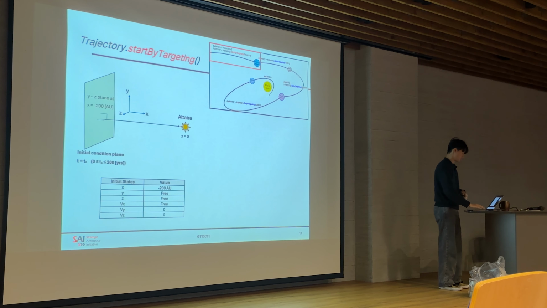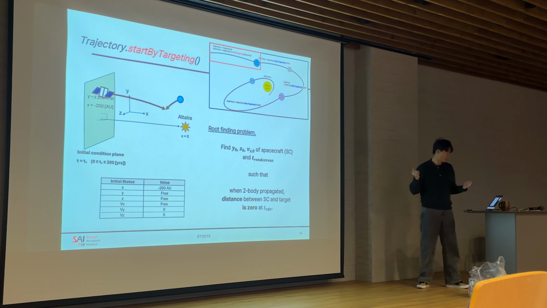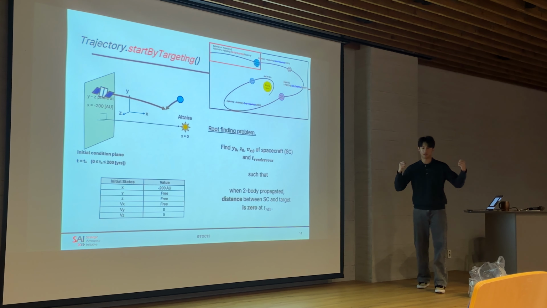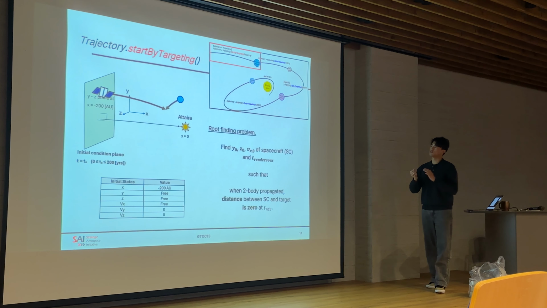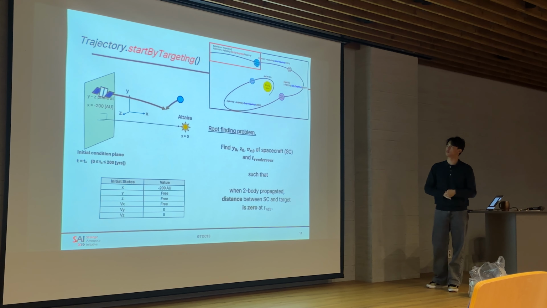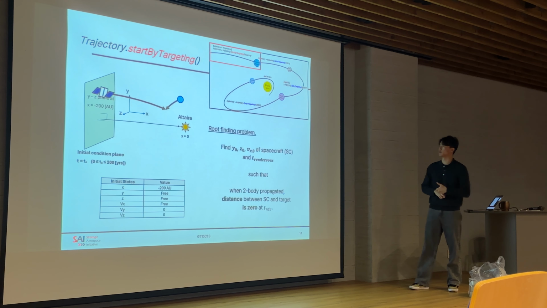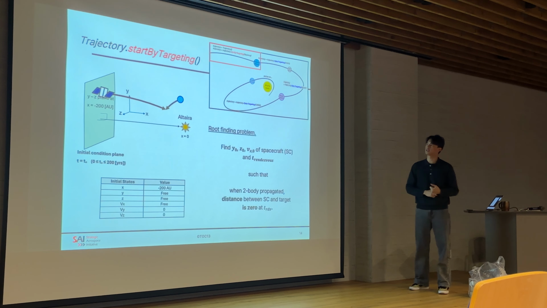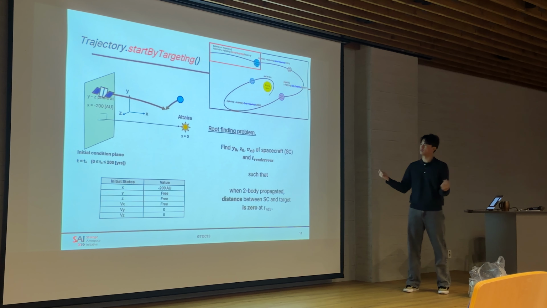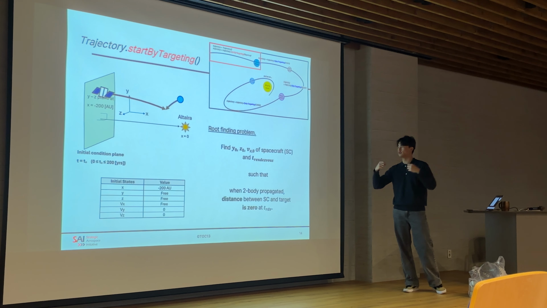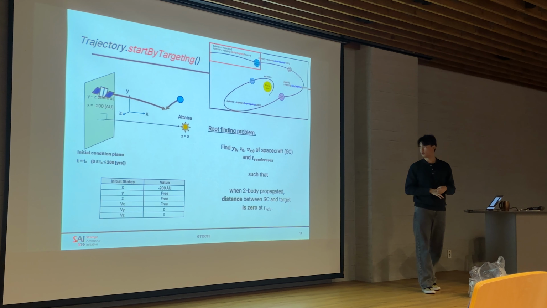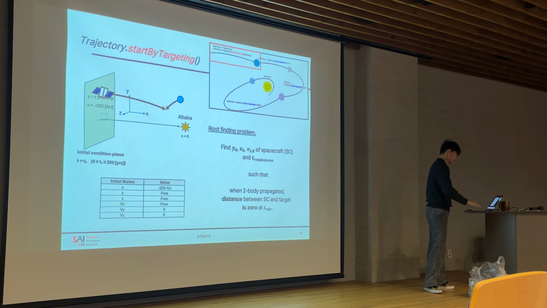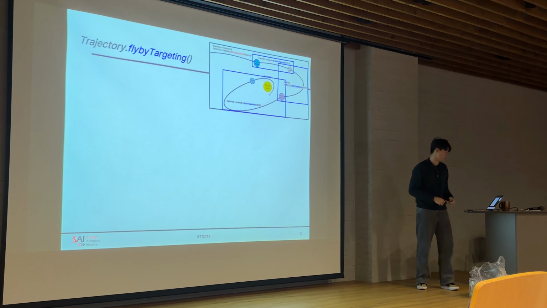By choosing those values, you want, when propagated in a two-body problem, to make the spacecraft coincide with the first target. So what you want to solve here is a simple root finding problem to find y0, z0, and vx0 of the spacecraft, plus the time of rendezvous, such that when the target and the spacecraft are two-body propagated, the distance between the spacecraft and the target becomes 0 at t rendezvous. This is relatively simple, but it isn't for the case of flyby targeting.